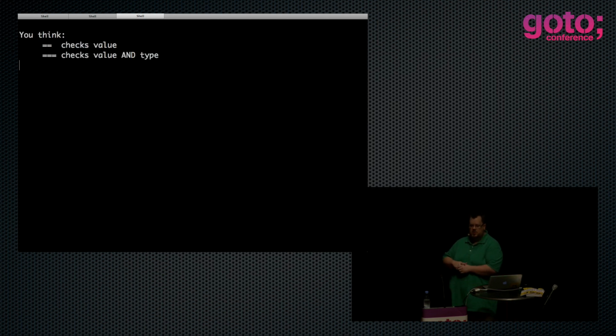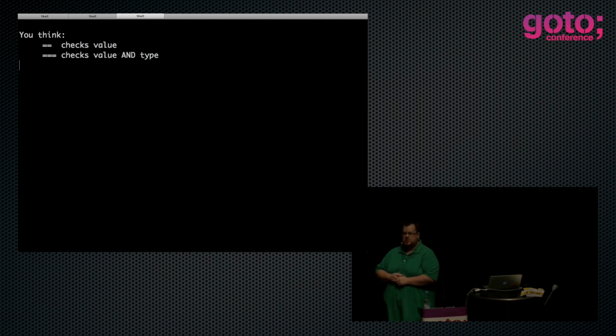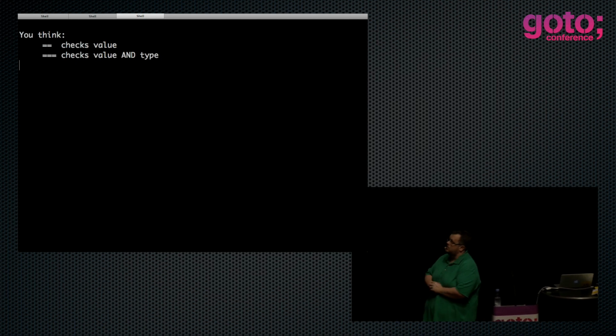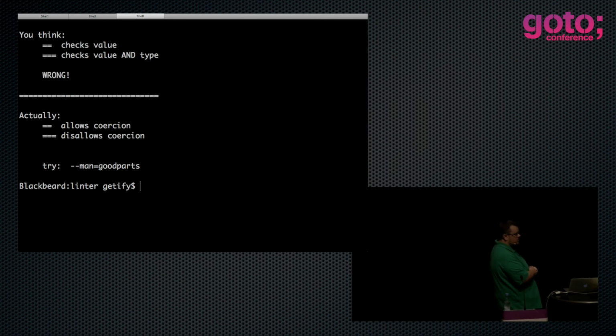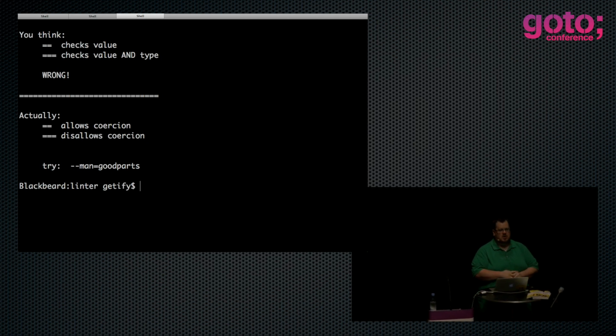So let's pull up the man page for the double equals. How many of you have heard this before, that double equals checks the value and triple equals checks the value and type? Unfortunately, that's not true. Actually, what happens is that double equals allows coercion and triple equals disallows coercion. Now, why does that matter? Am I just parsing nuance in academic speak? Actually, it does really matter.